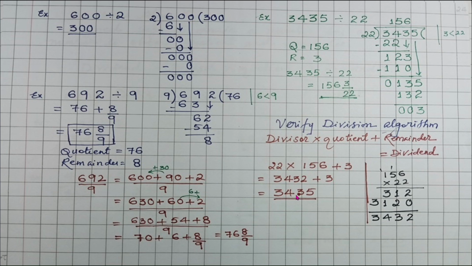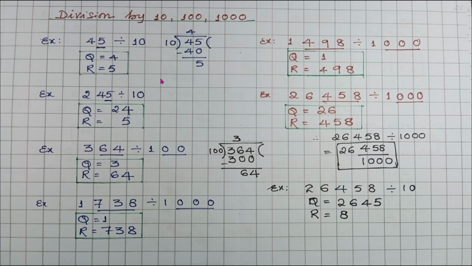So please remember this. That means divisor into quotient plus the remainder is equal to dividend. So which is what we wanted here. To understand that, we can verify the division algorithm by multiplying the divisor into quotient and adding the remainder to it. Let us go further.